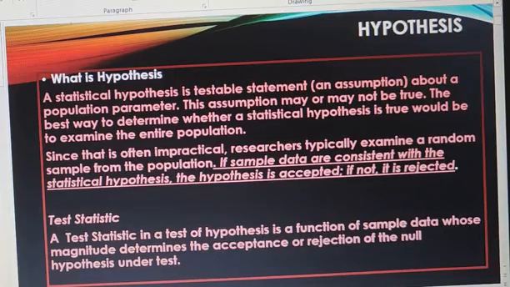Test statistic. A test statistic in a test of hypothesis is a function of sample data whose magnitude determines the acceptance or rejection of the null hypothesis under test.